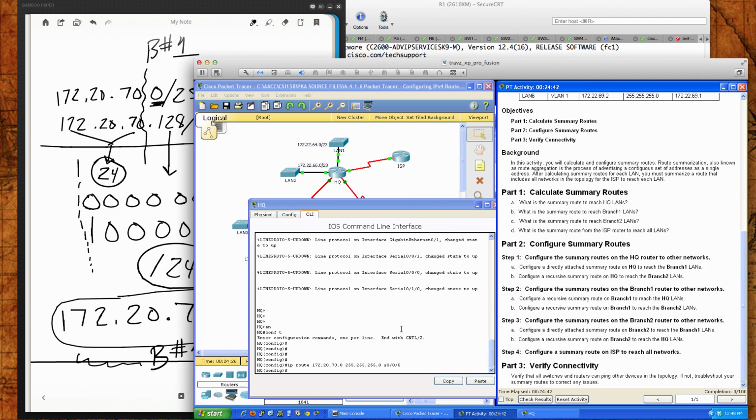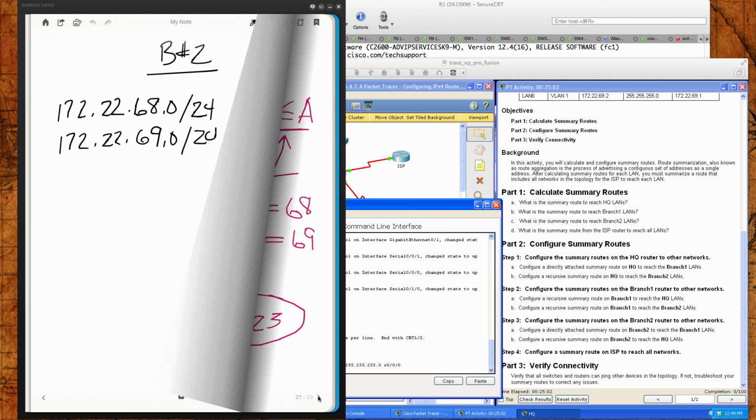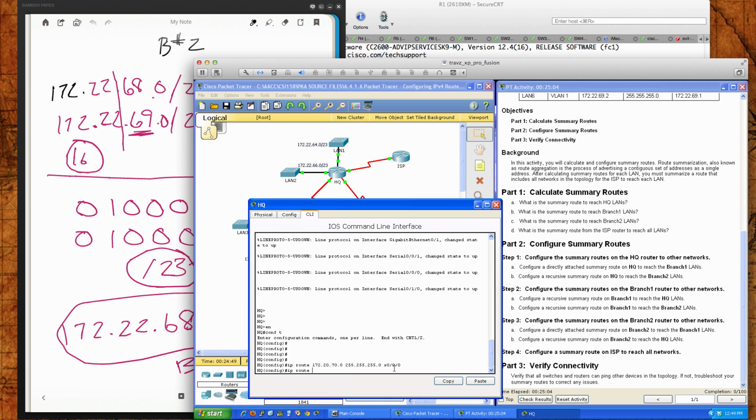And let me go ahead and do the recursive, and let's take a look for the next route, which will be IP route. So we're going to do a recursive summary route on the HQ router to reach the branch 2 LANs. So if I come over here, we've summarized branch 2 right here.